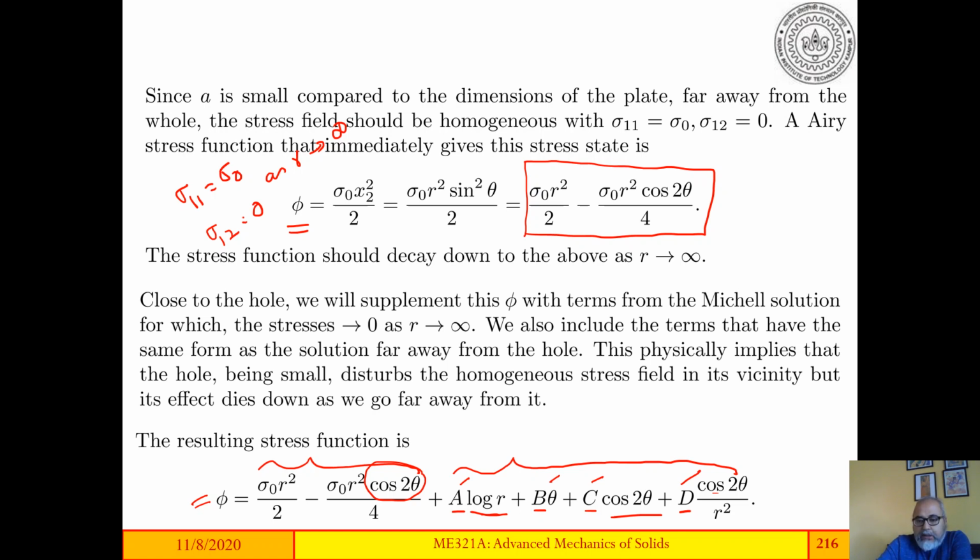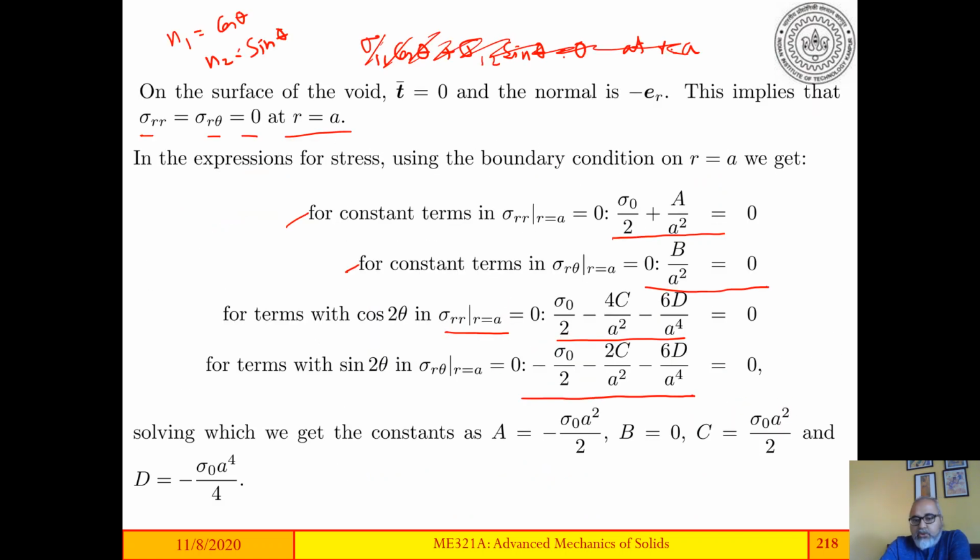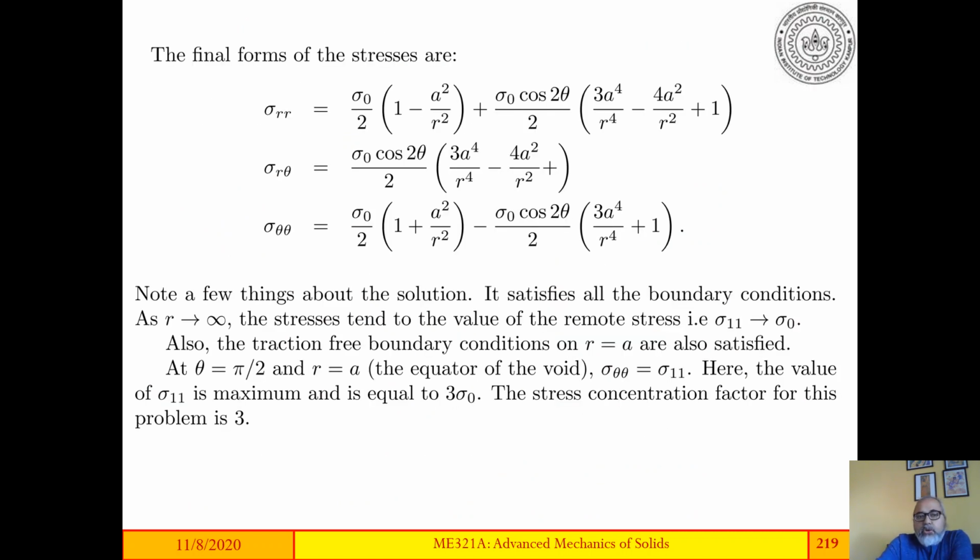So we had made a good choice of terms. They satisfy the boundary conditions. We have chosen A, B, C, D in such a way that they satisfy the boundary condition. This, of course, satisfies the governing equation because they satisfy the biharmonic equation, and therefore from the uniqueness theorem we can say that this is indeed the solution. So once we plug this A, B, C, D in, these would be the solutions to the stresses everywhere in the domain, including close to the hole.